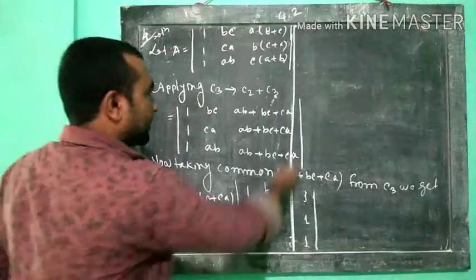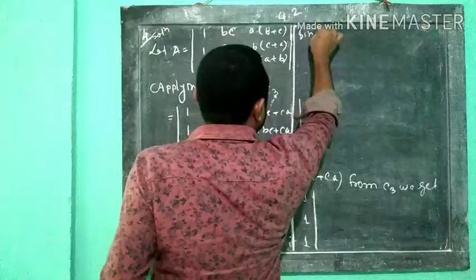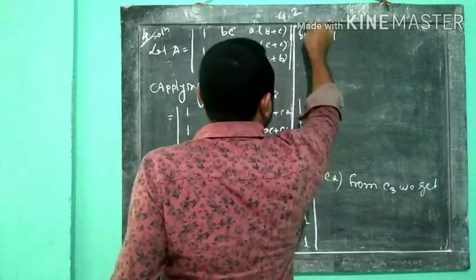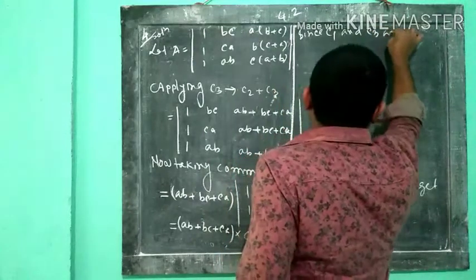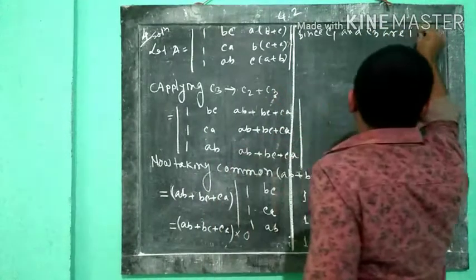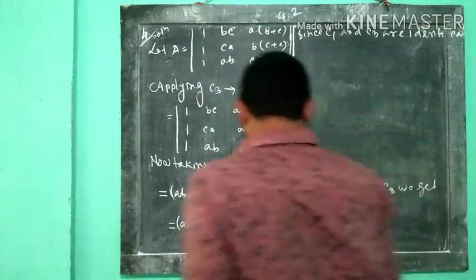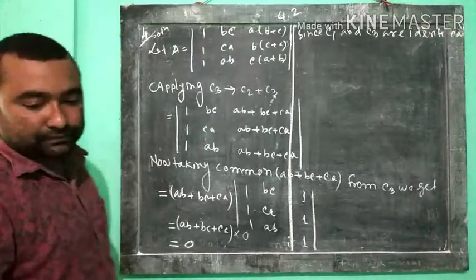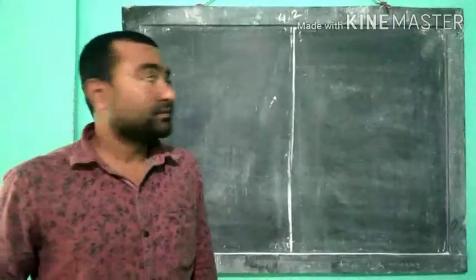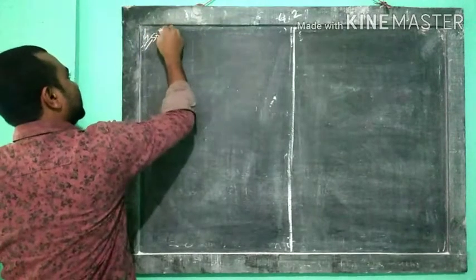Since C1 and C3 are identical inside the brackets. Is it clear? So this should be equal to 0. Now we are going to solve question number 5. Question number 5 solution.